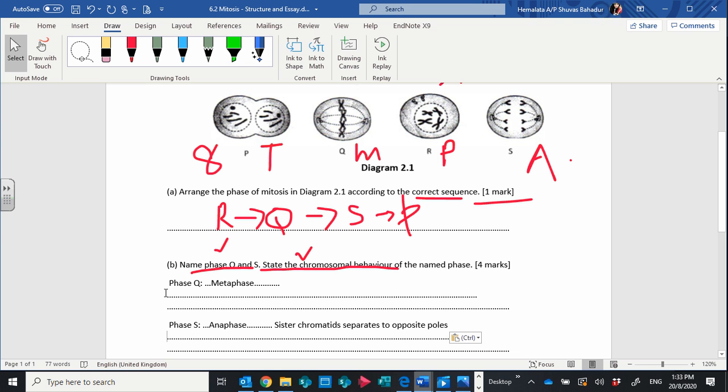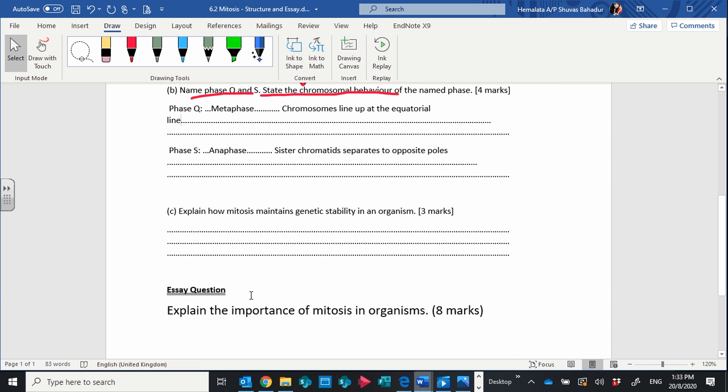Okay, for metaphase is lining up. So here we use the word chromosomes. Chromosomes line up at the equatorial plane. Equatorial line also can be used. So with this method, you can gain 4 marks easily, one condition for each of the phases. Okay, moving on to the next one.